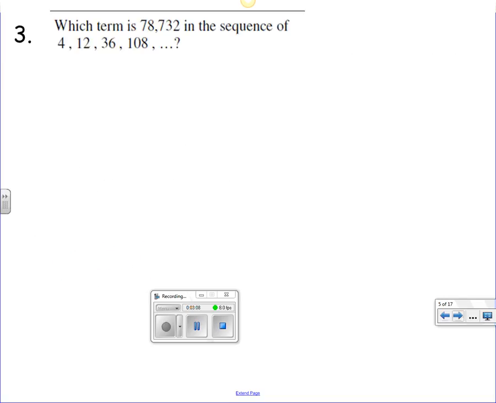Number 3, which term is 78,732 in the sequence of 4, 12, 36, 108, and so on? Okay, this one is geometric. I would tell you on a test that it's geometric. So you want to use this. What do we think goes in for AN? Good, 78,732. What goes in for A1? 4.